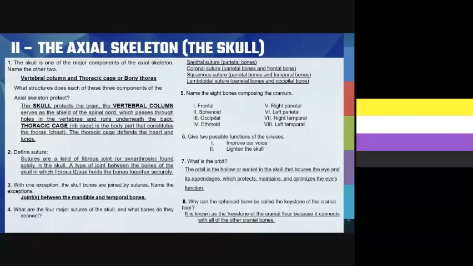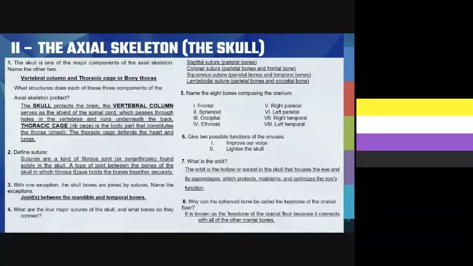Then, 5 to 6, we have the right and left parietal. It is found on both sides of the skull, just behind the frontal bone. The majority of the cranial roof and sides of the skull are formed by both parietal bones. Each parietal bone has 4 angles, 4 margins, and 2 surfaces, and has an irregular quadrilateral shape.